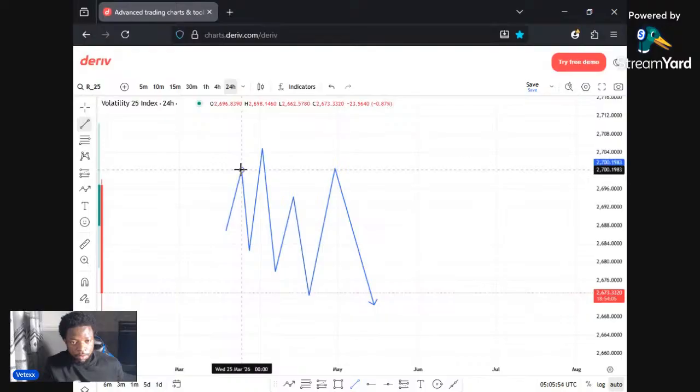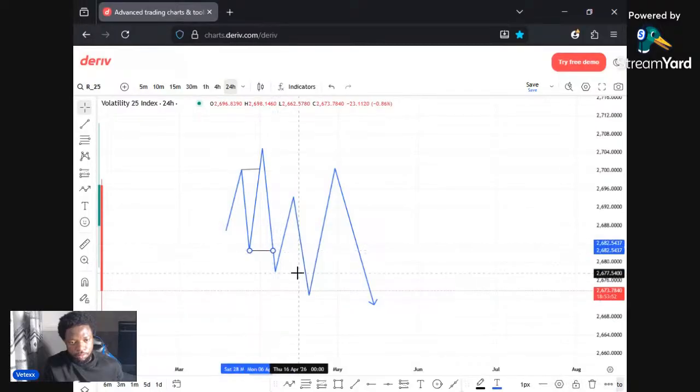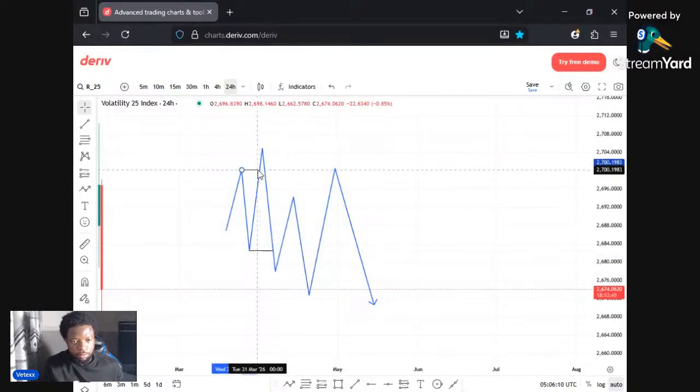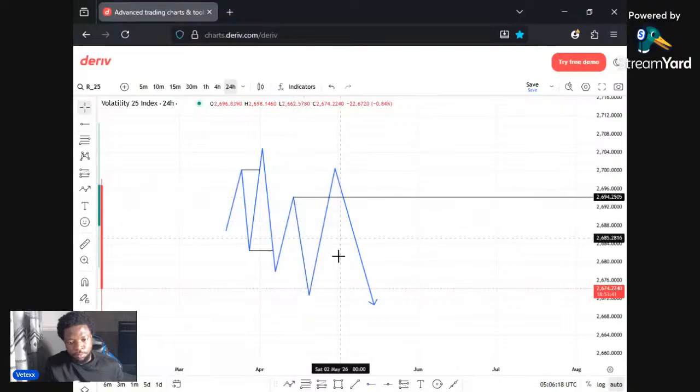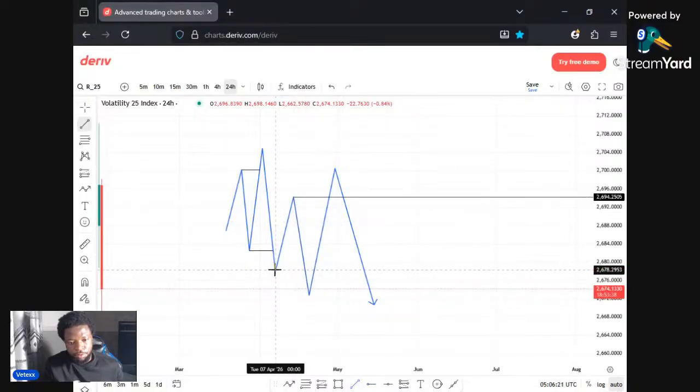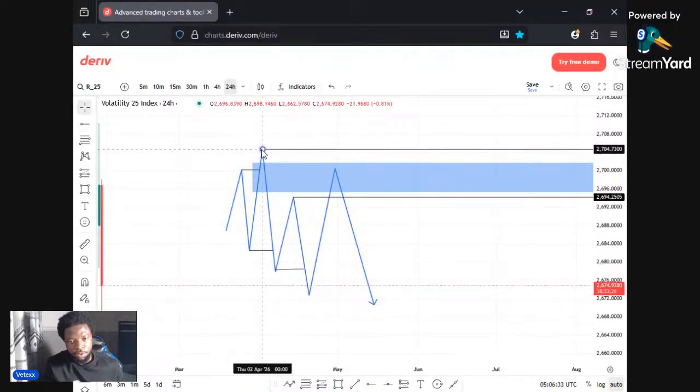This is number one, sweep of liquidity. Number two, first break of structure. Number three, structural liquidity. Number four, we have our second break of structure. This zone now is our what? Point of interest. Then we have our protected high, which is there.